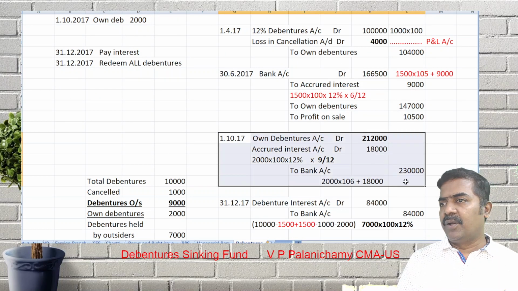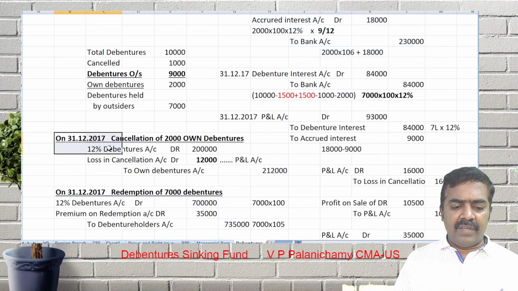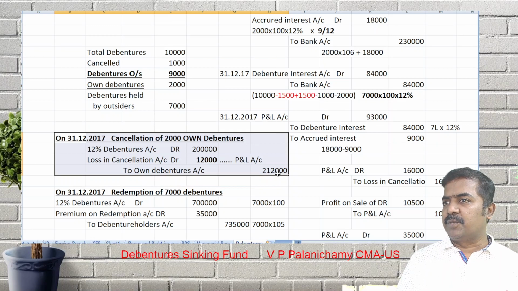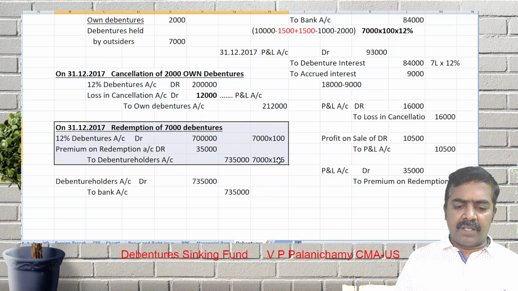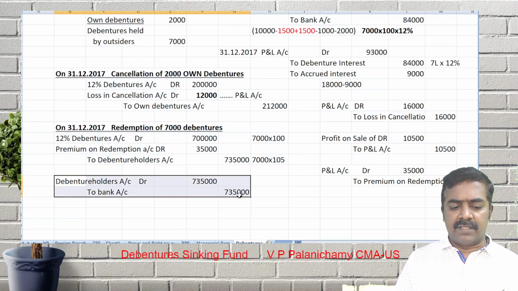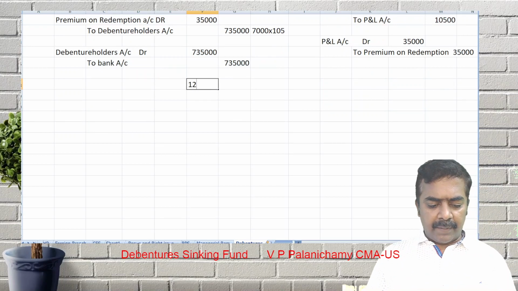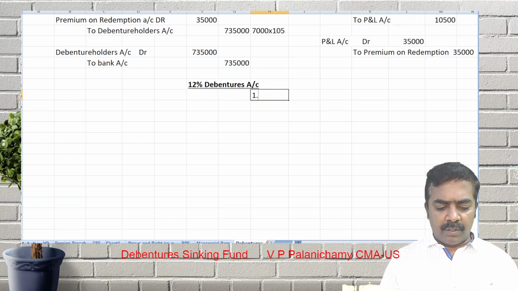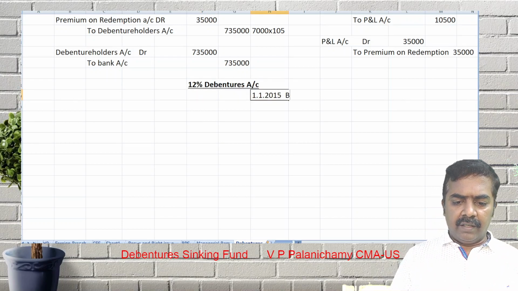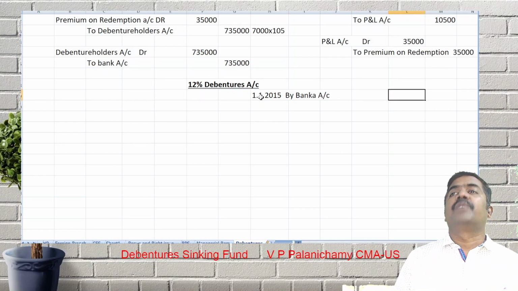Again we bought what? Own debentures. At the end of the year we have cancelled own debentures. We have cancelled which one? Own debentures. Then on 31st December we redeemed other debentures and we paid the money. Wait பண்ணுங்க. We can prepare 12% debentures account. Which account? 12% debentures account. எப்போ issue பண்ணிருக்கோம்? 1/1/2015 by bank account. எவ்வளவு issue பண்ணிருக்கோம் பாருங்க.